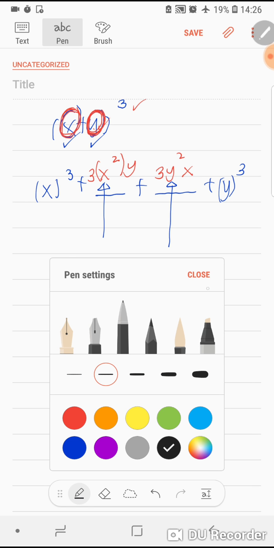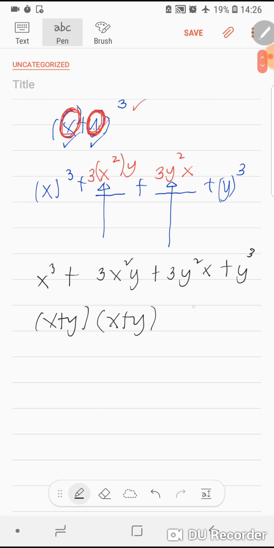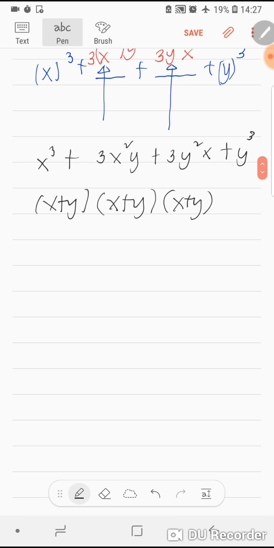So the answer to this will be x cubed plus 3x squared y plus 3y squared x plus y cubed. So it's pretty much a shortcut, because we don't have much time in multiplying it this way, like x plus y times x plus y times x plus y. That will be a very long process, and when you say math, we need to be really fast because time really matters.